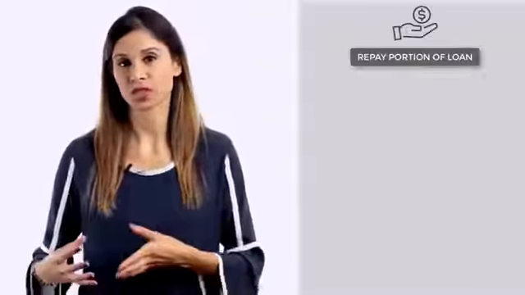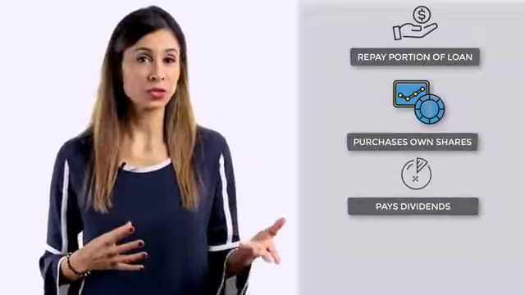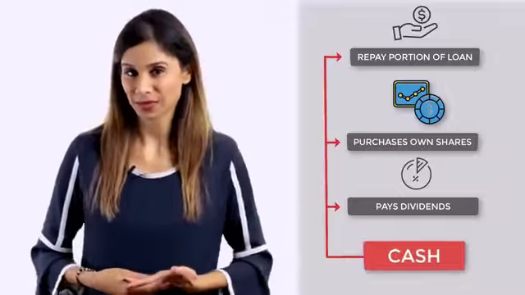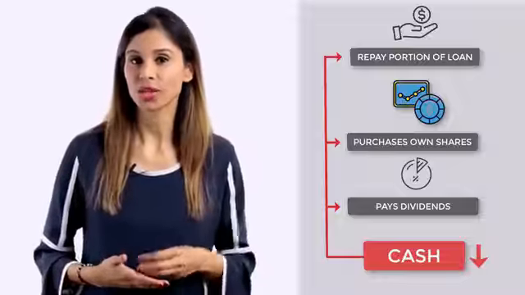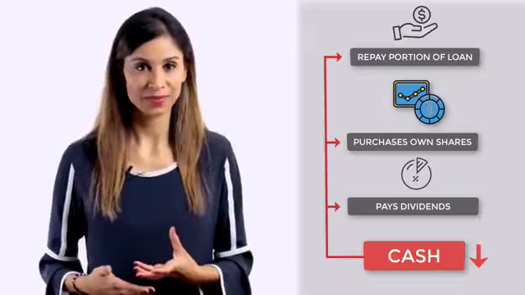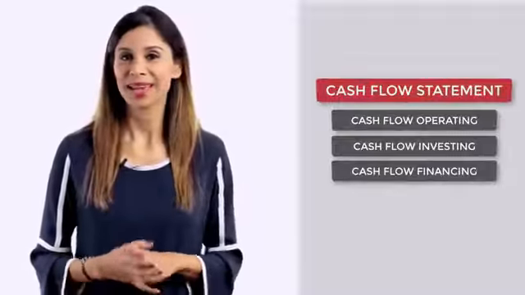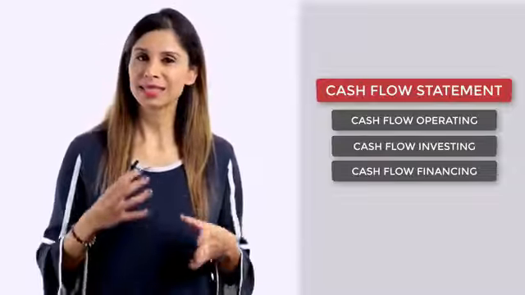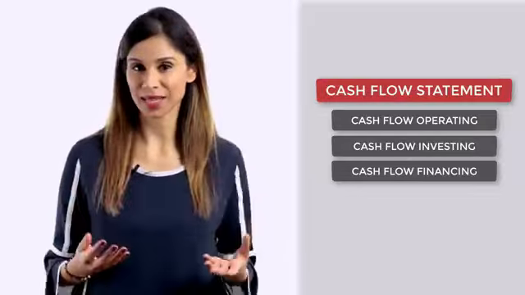On the other hand, when a company repays the principal portion of its loans, purchases its own shares, or pays dividends to its owners, the amount of cash used will be reported as a negative amount here. The negative amount informs the reader that cash was used, which reduced the company's cash balance. All right, so these are the three sections of the cash flow statement. It's important to be able to distinguish among these elements, as it's going to give you a good idea of where the company makes and spends its money.